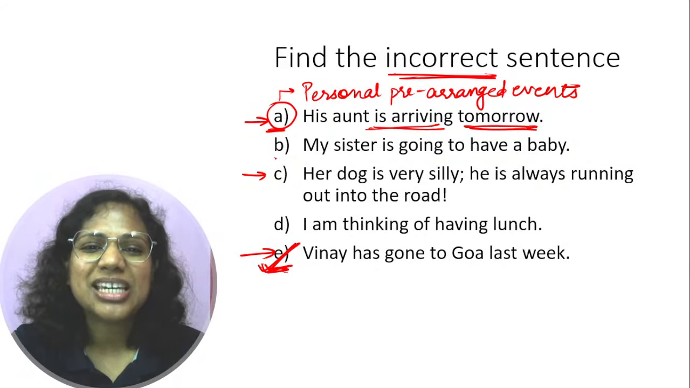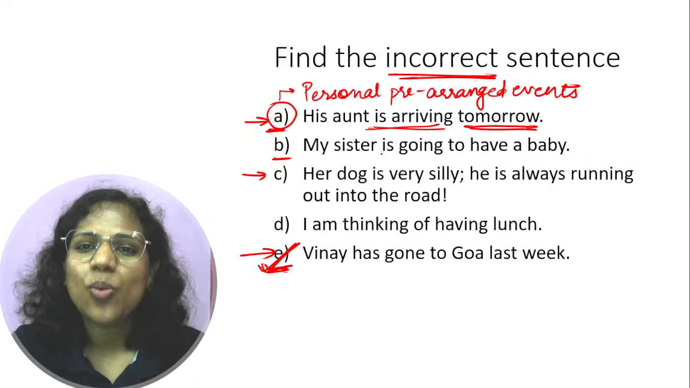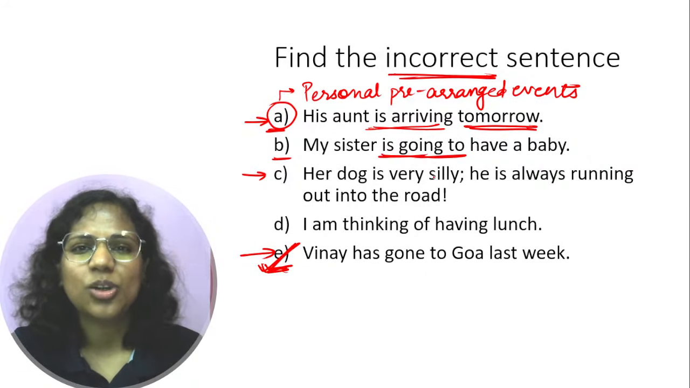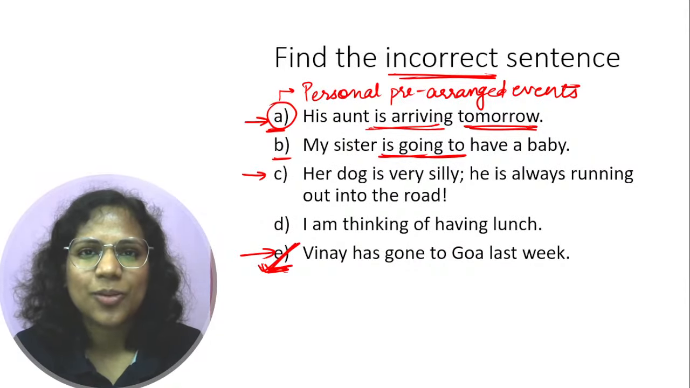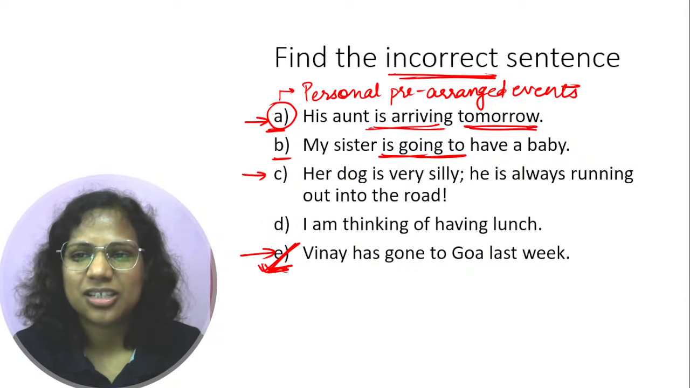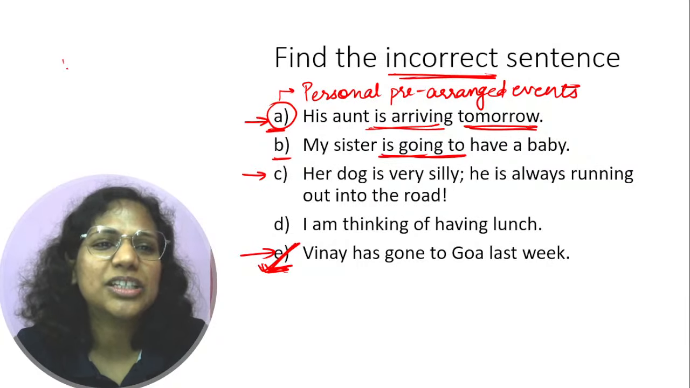So B says my sister is going to have a baby. Why am I using is going to along with this? She hasn't yet had a baby, so it's a future event. Why am I saying is going to? So here comes the difference between will versus going to.